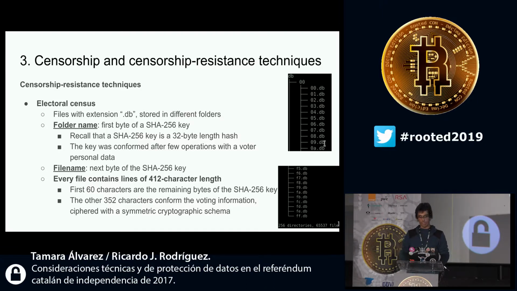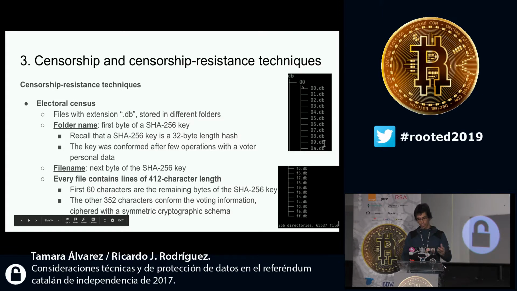The structure of the census is very simple. It's a number of files with extension .db stored in different folders. If you know just a bit, this is hexadecimal.